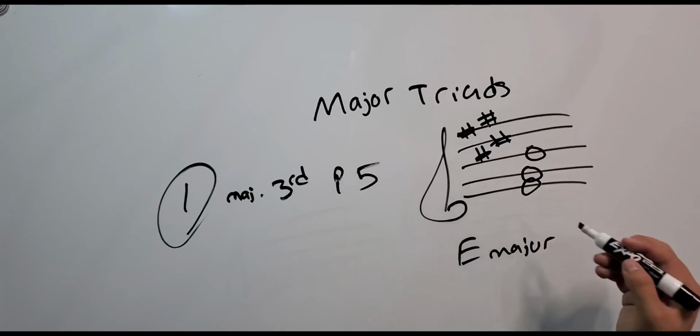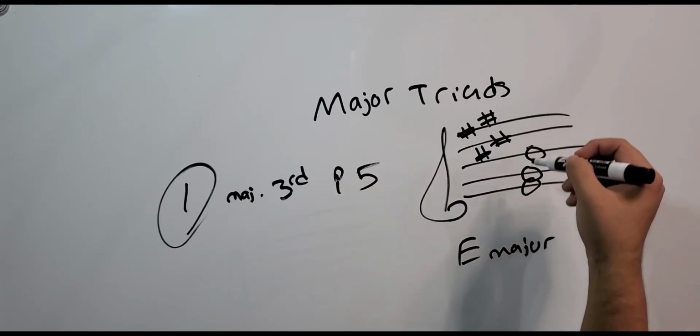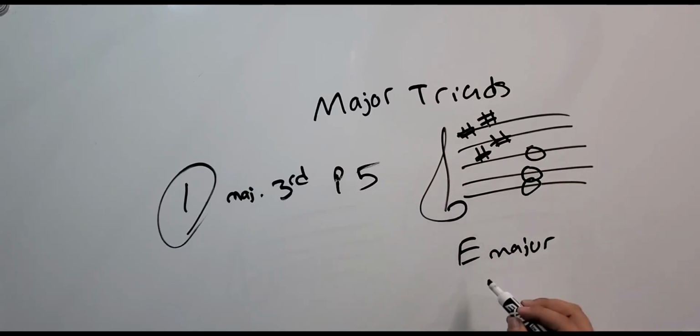Because we're using the key signature, E does have a G sharp, that is our major third, and E has a B natural, that is our perfect fifth. That is our E major triad.